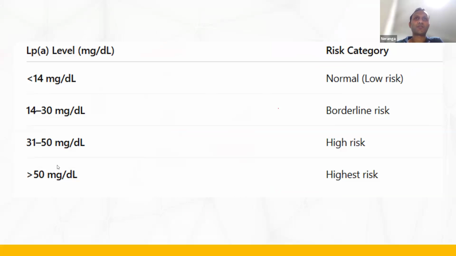It is more than 90% genetically determined. Some guidelines say less than 20 is low risk, but if it is more than 50, it is very high risk. Since it is genetically determined, you have to test only once in a lifetime, but the cost is slightly high, like 11,000 to 12,000. If you have a family history, it is better to do it. But even if you don't test, if they have a strong family history, you have to treat it with statins and other drugs.